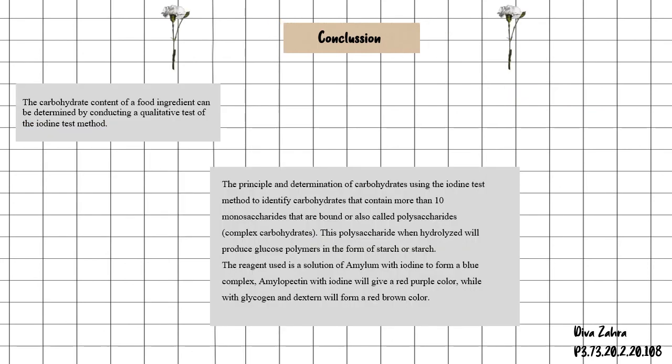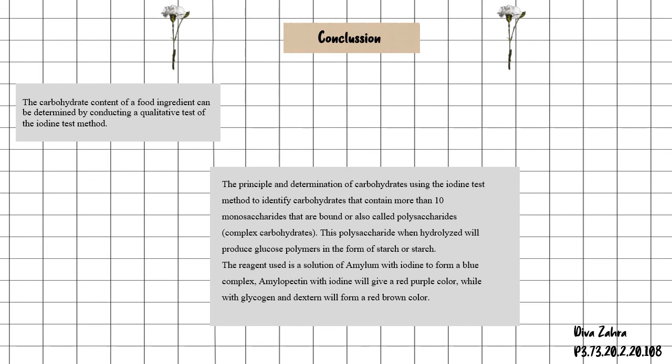And the last is the conclusion. The carbohydrate content of a food ingredient can be determined by conducting a qualitative test using the iodine test method. The principle of determining carbohydrates using the iodine test method is to identify carbohydrates that contain more than 10 monosaccharides bound together, also called polysaccharides or complex carbohydrates. These polysaccharides, when hydrolyzed, will produce glucose polymers in the form of starch.